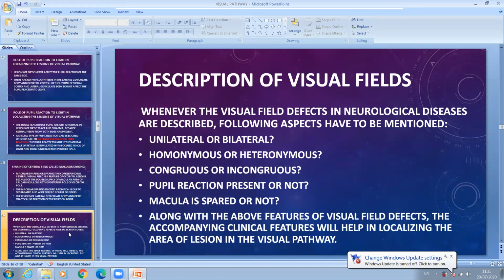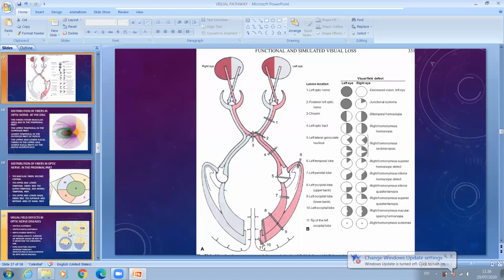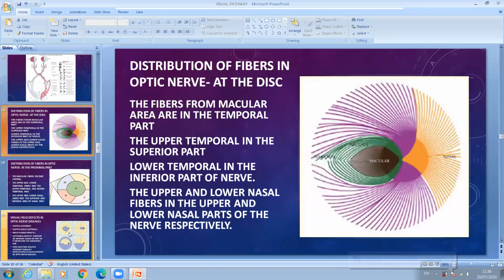Whether the pupil reaction is present or not will give you the idea where the CNS lesion is, and also whether the macula is spared or not. These are a few points which you have to describe. Along with the above features of visual field defects, mind that there are also the symptoms of that part of the CNS which is actually affected. For example, if the parietal lobe is affected, the lesions will affect your sensory system and the motor control of the body. And if it is the temporal lobe, it will be memory and other functions of the system. So again, this is a similar picture we have already seen.